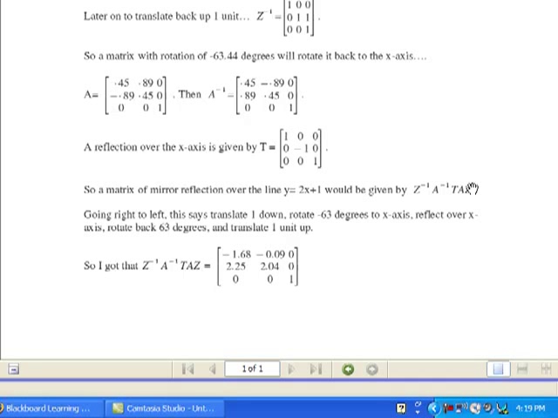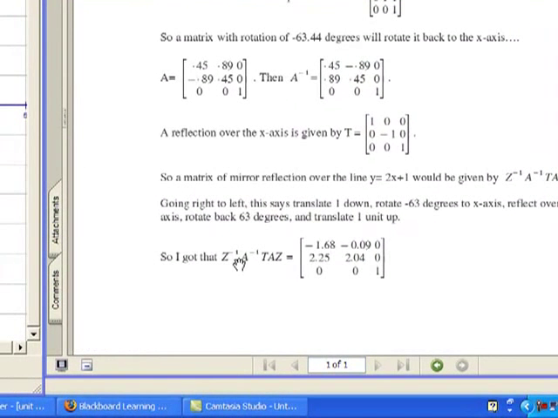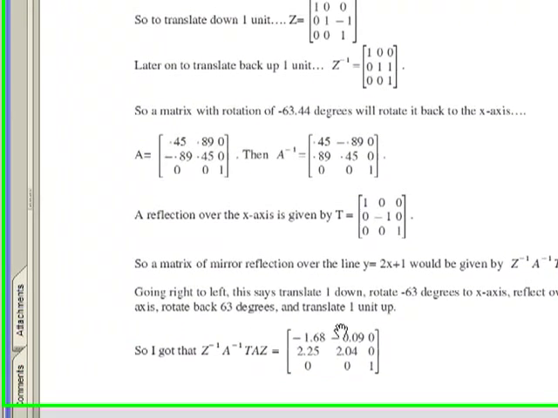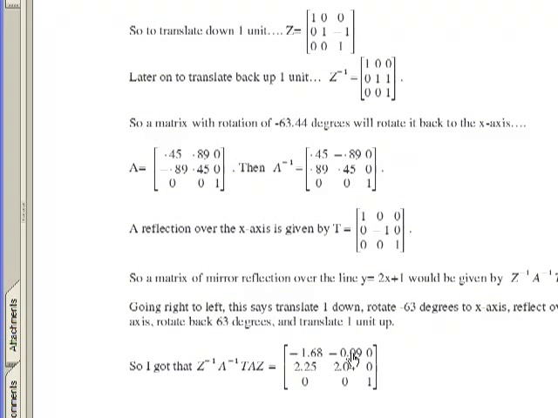So you start at Z, that'll move it down 1. A will rotate it negative 63.44 degrees. T flips it over the x-axis. A inverse rotates it back 63.44 degrees. And Z inverse translates it back 1 unit up. So when you do the matrix multiplication, I got that Z inverse A inverse T A Z equals this matrix of [-1.68, 2.250, -0.09; 2.040, and 0.001].